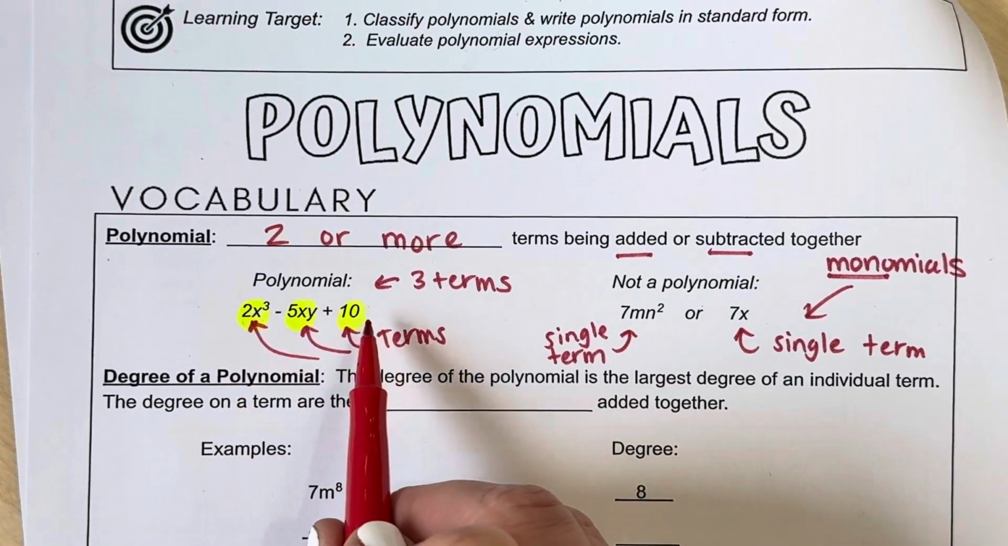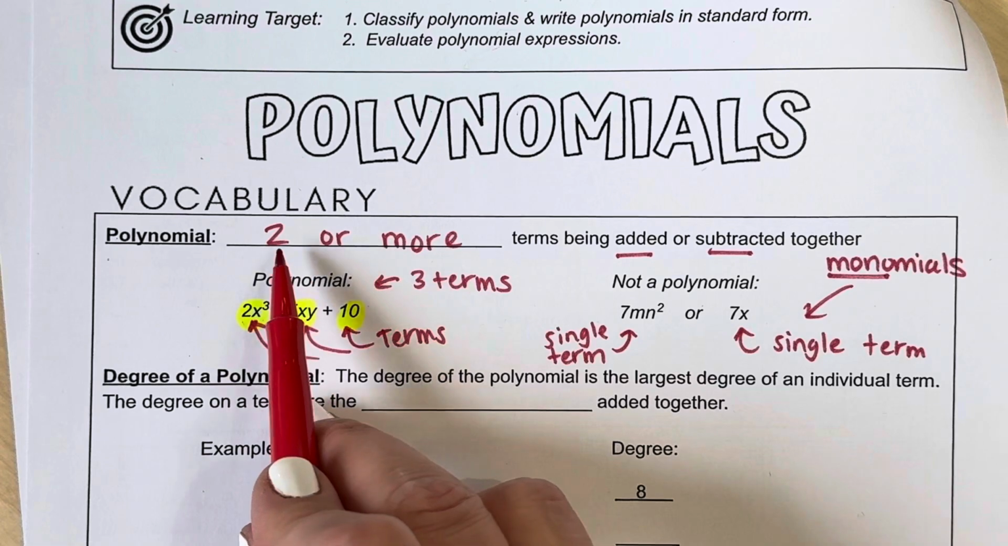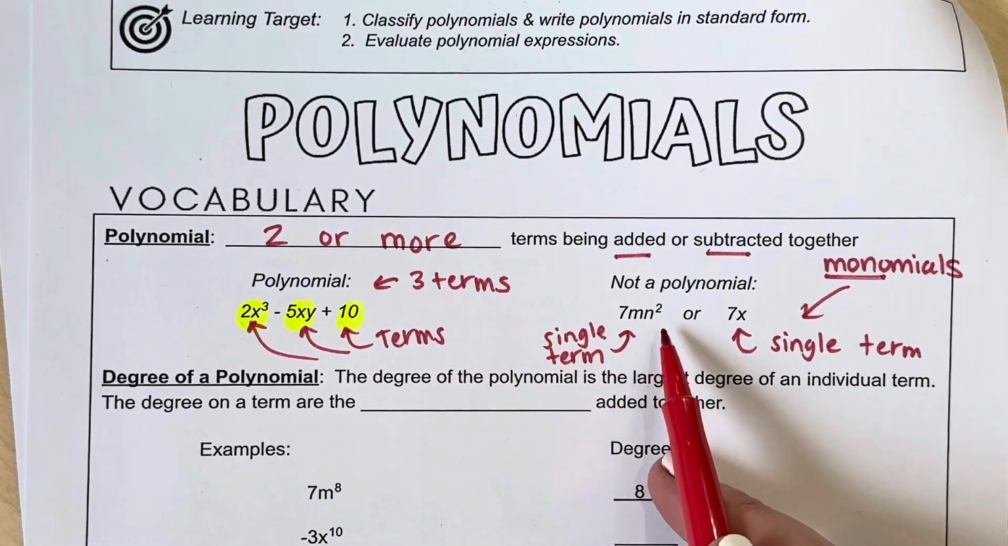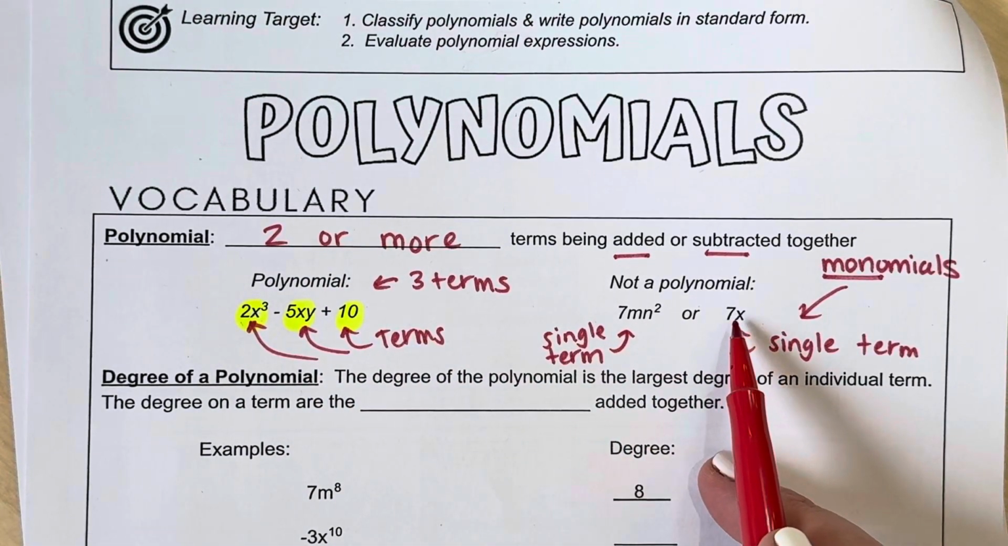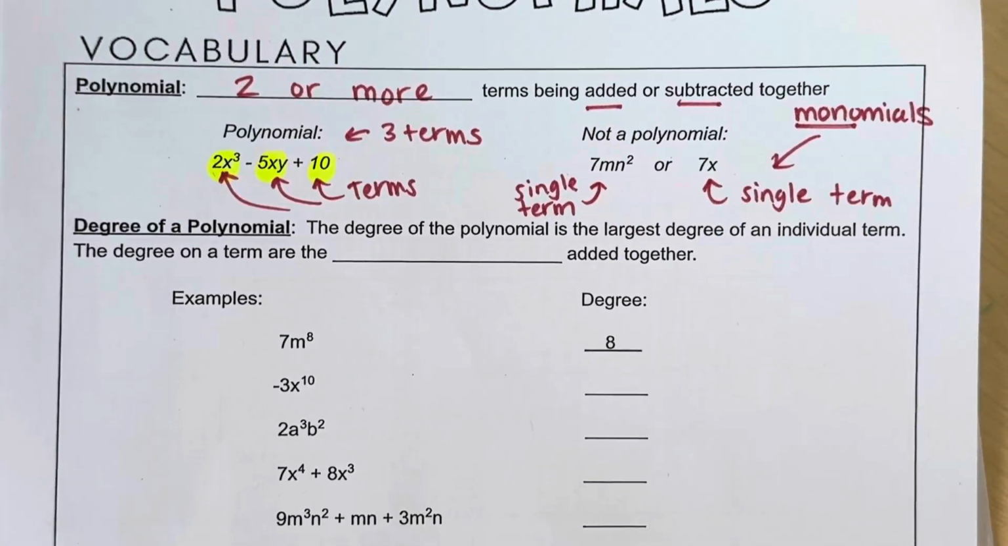So this is a polynomial because it has three terms, and three is two or more. These are just single ones, and they're known as monomials.